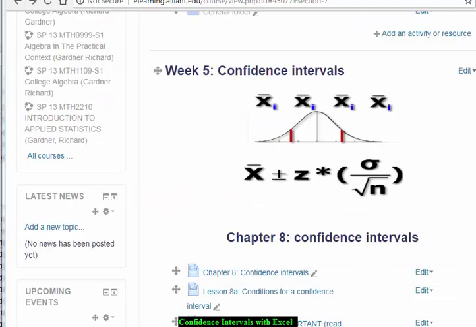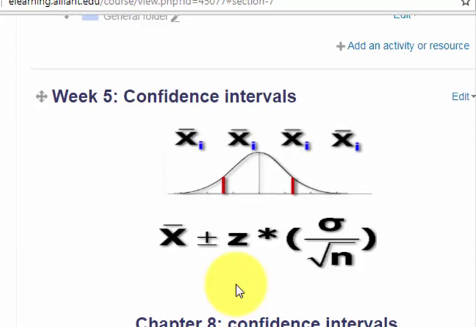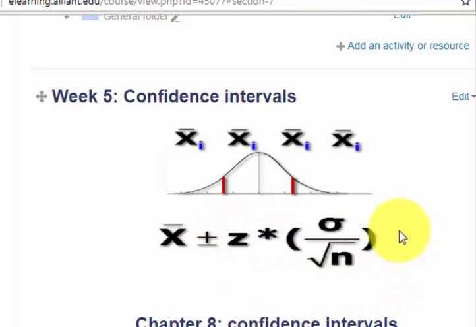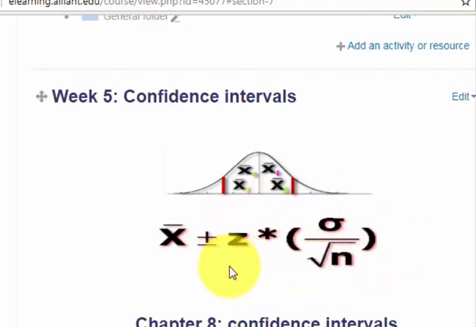Confidence intervals in Excel. This is a pretty good explanatory picture of what exactly a confidence interval is. We're trying to trap the true population mean by taking information from a sample. So the X bar is the sample mean, plus or minus. Everything over here, the plus or minus factor right here, is called the margin of error.